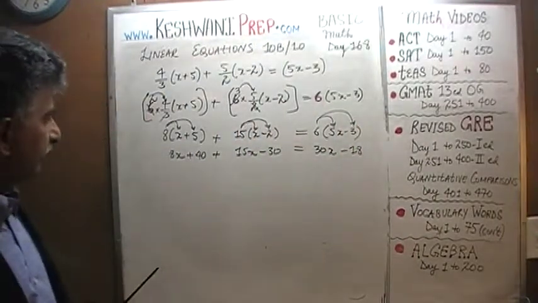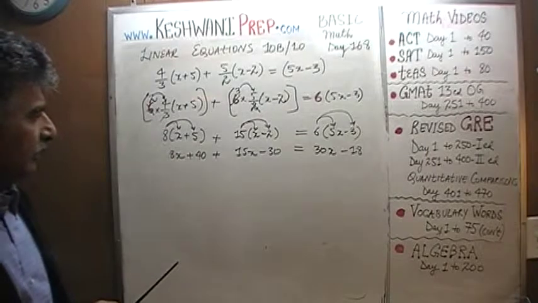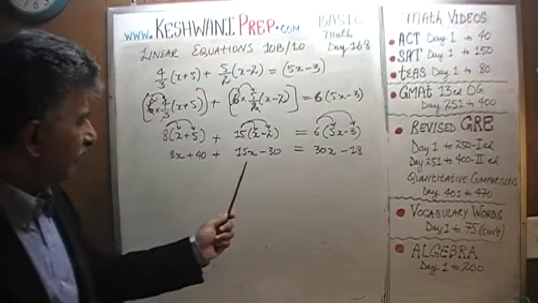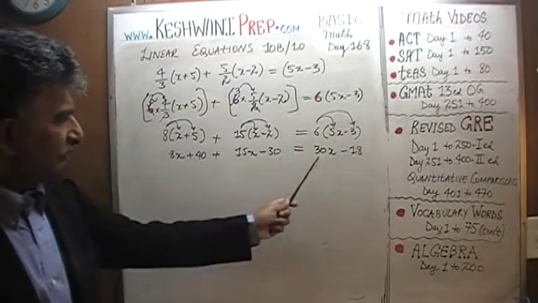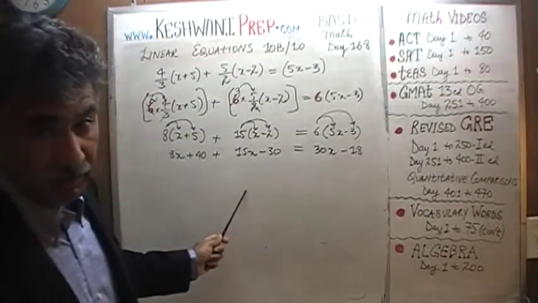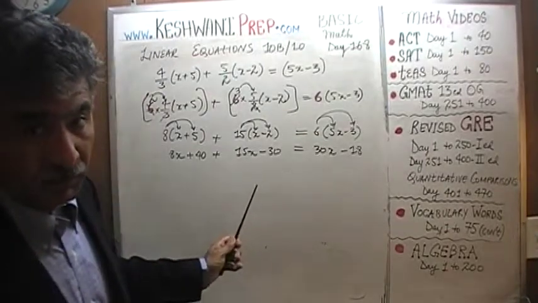Let's combine all the like terms here. If we subtract, well, let's just combine them right now. I want to subtract 15x from both sides. If we subtract 15x from this side and 15x from this side, I'm going to first do it out in a baby way, and then I'm going to erase the baby part and just do the grown-up method.